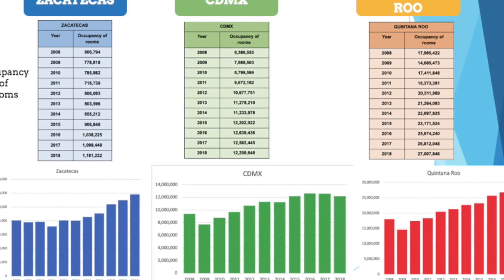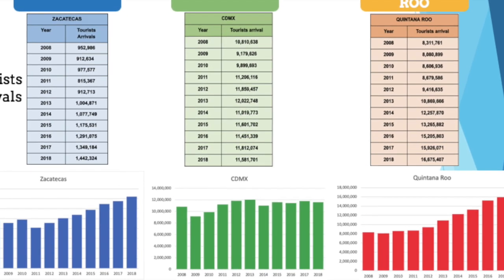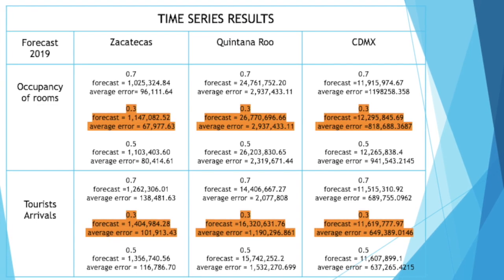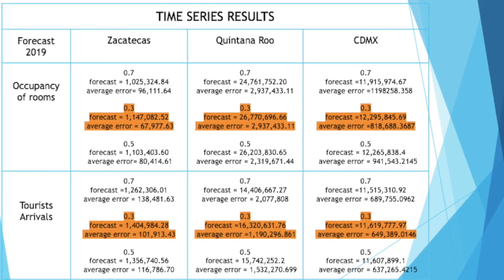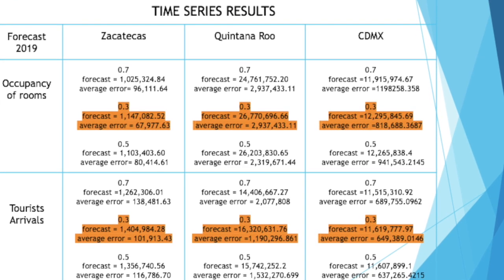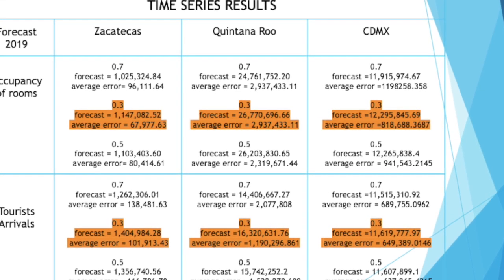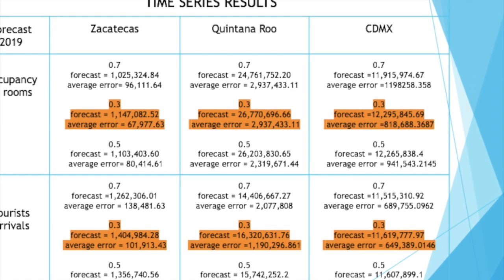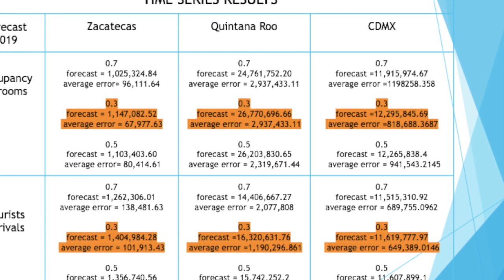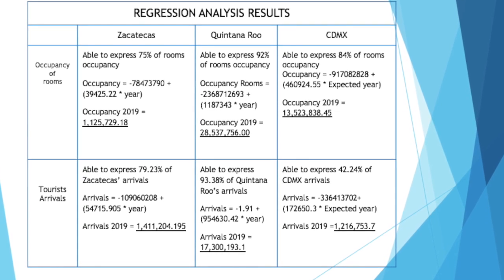Later, on the data of each state, we saw that the state with the bigger results was Quintana Roo. Based on the time series result, we also choose Quintana Roo with a damping factor of 0.3 because it has the biggest forecast result and the lowest average error. That's why it's the best option. This means that we will base it on 30% of the old data and 70% of the new one. Then we use the regression analysis to get more precision in the predictions.